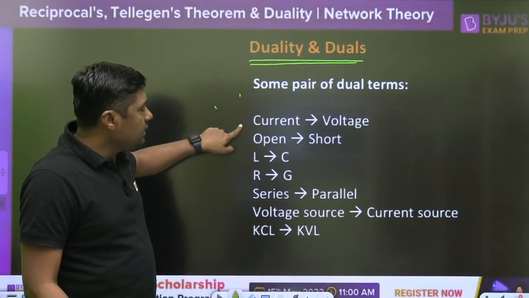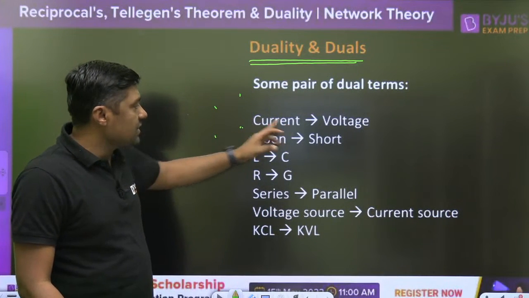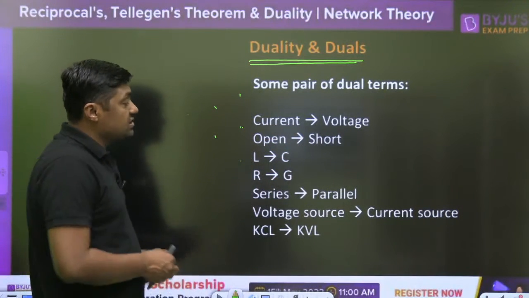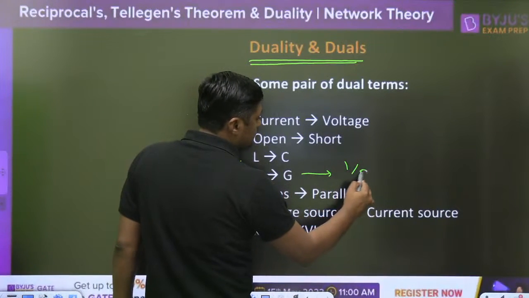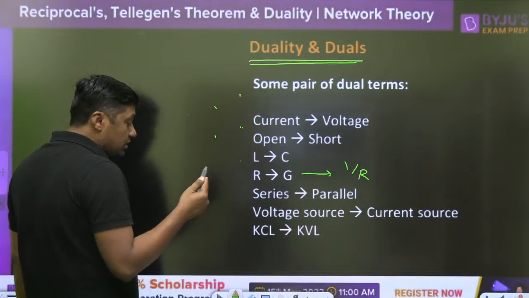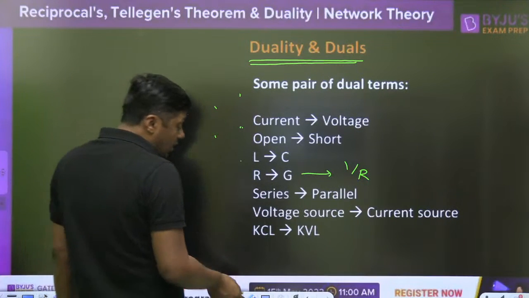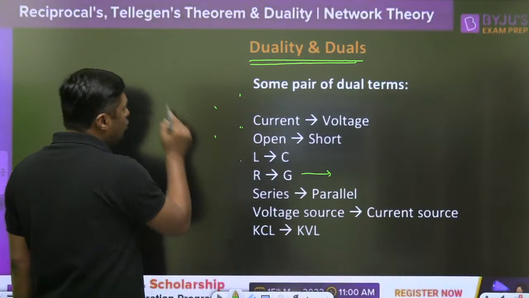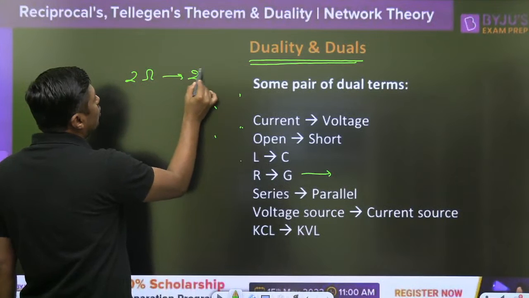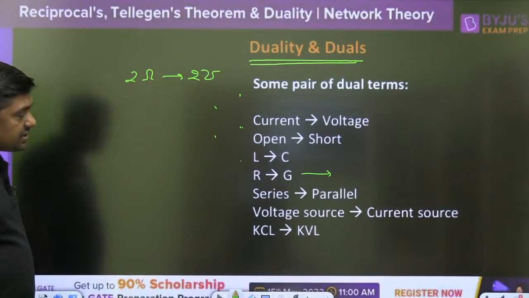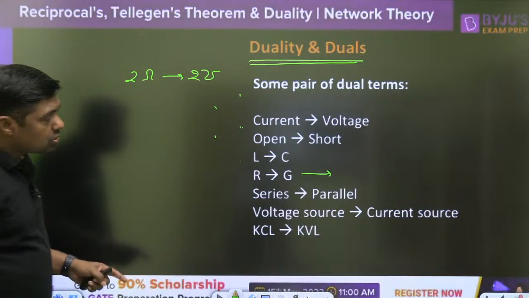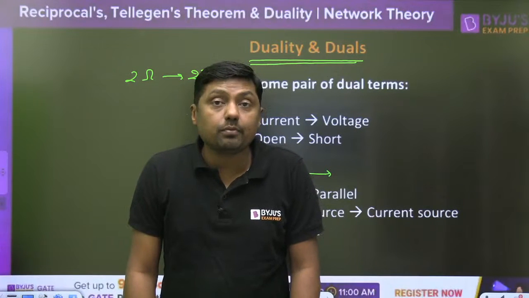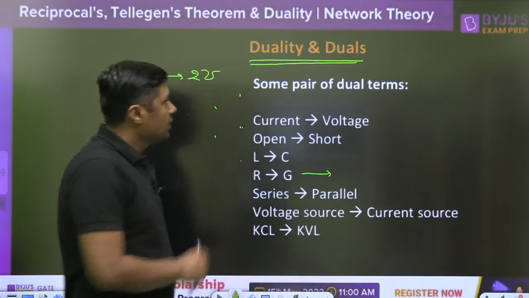Some pairs of dual: current is replaced by voltage, open is replaced by short circuit, inductor is replaced by the capacitor, resistor is replaced by the conductance, or 1 by R, G, right? This is called the conductance. When I write 1 by R, that will confuse you. I am simply saying that if it is a 2 ohm, it will convert into a 2 mho. Series is converted into parallel, voltage source is replaced by the current source, and when we apply KCL, now we have to apply KVL. That is the duality.